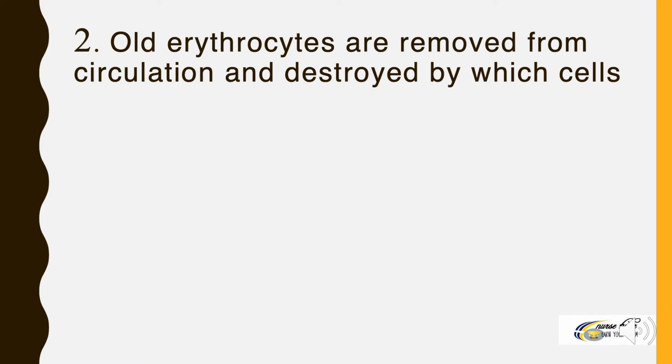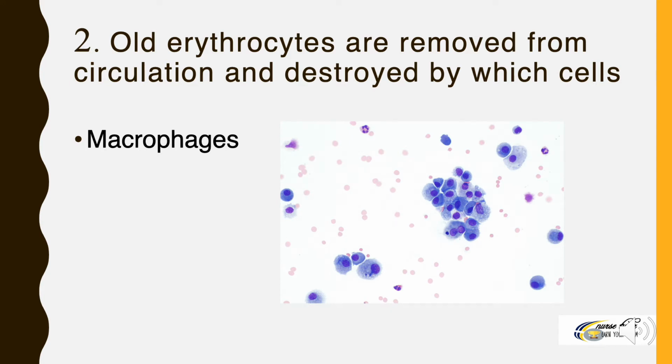Old erythrocytes are removed from circulation and destroyed by which cells? Answer is macrophages. A macrophage is a large white blood cell that is an important part of our immune system. A macrophage has the ability to locate and eat particles such as bacteria, virus, fungi and parasites. Macrophages are born from white blood cells called monocytes, which are produced by stem cells in our bone marrow.